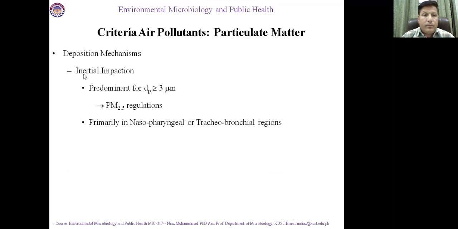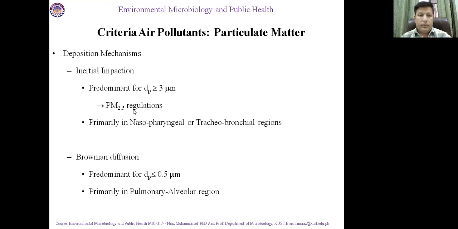Deposition mechanisms: inertial impaction is predominant for particles of near about 3 micrometer diameter, according to the PM 2.5 classification, primarily in the nasopharyngeal or tracheobronchial regions, where these will deposit. Brownian diffusion is predominant for particles of near about 0.5 micrometer diameter, primarily in the pulmonary alveolar region. So these will settle over here.